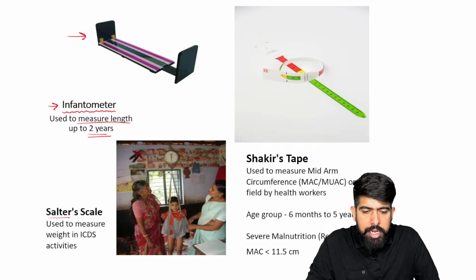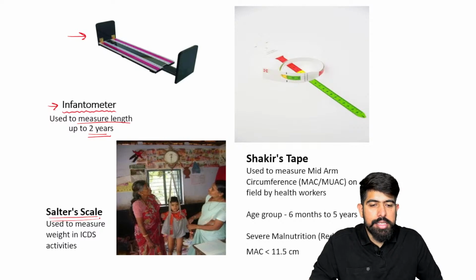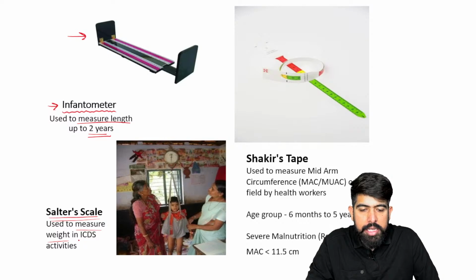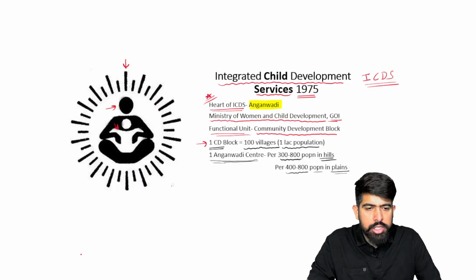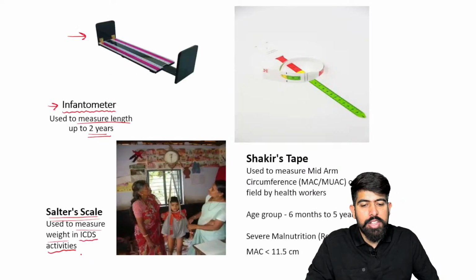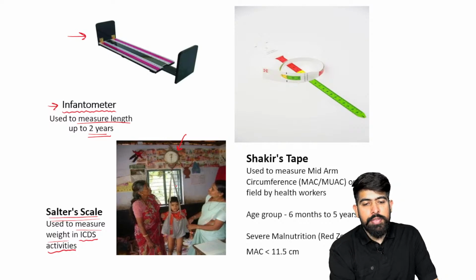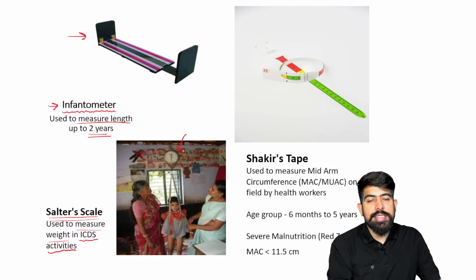Talking about the next, this is your Salter scale. What is this Salter scale? This Salter scale is also used to measure the weight in the ICDS activity, which we talked about just now, about the Integrated Child Development Services. If you want the measurement of the child's weight, you can see here this Salter scale. There is a dial of this weight machine, and here we have these straps where the child can be put, and we get the weight of the child from this scale. So the infantometer is used for the measurement of length up to 2 years. Next we have the Salter scale, and with this we measure the weight of the child in the ICDS activities. Please remember about it.